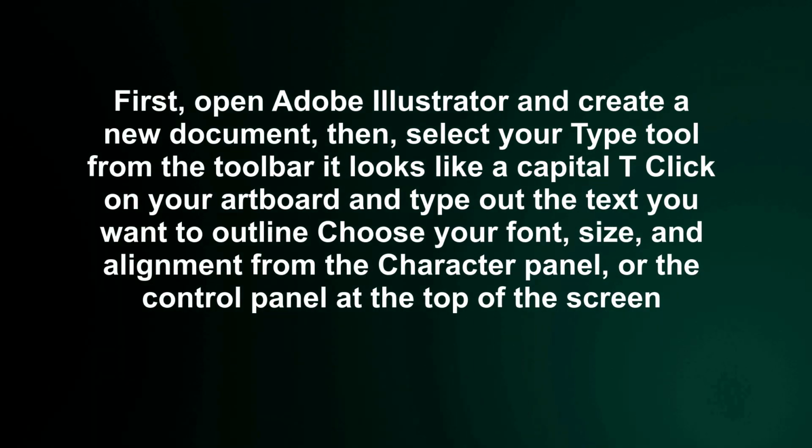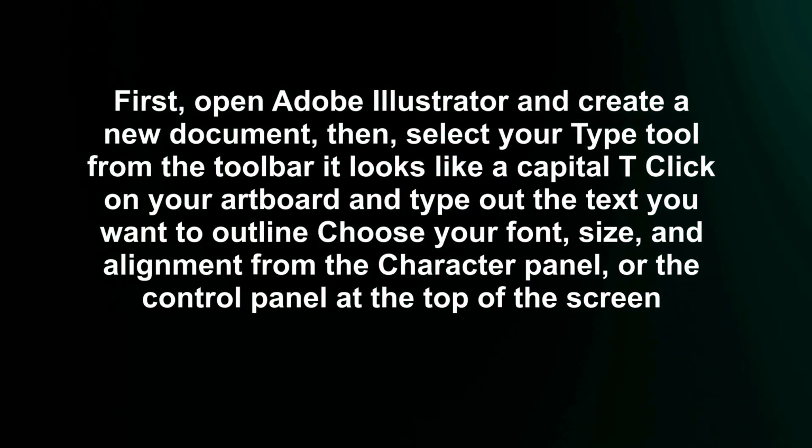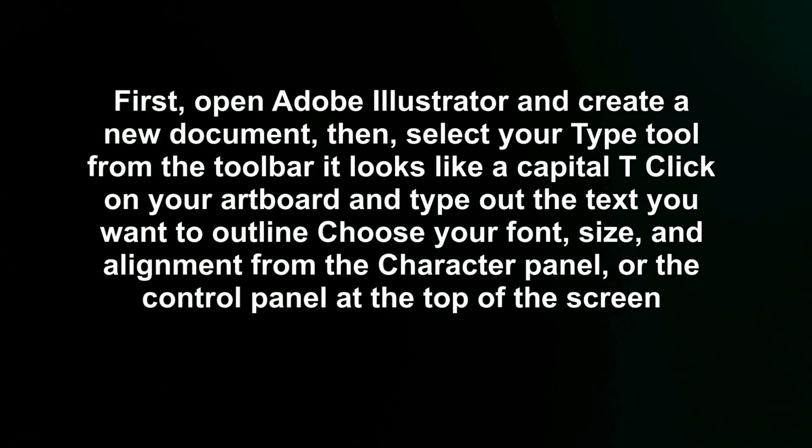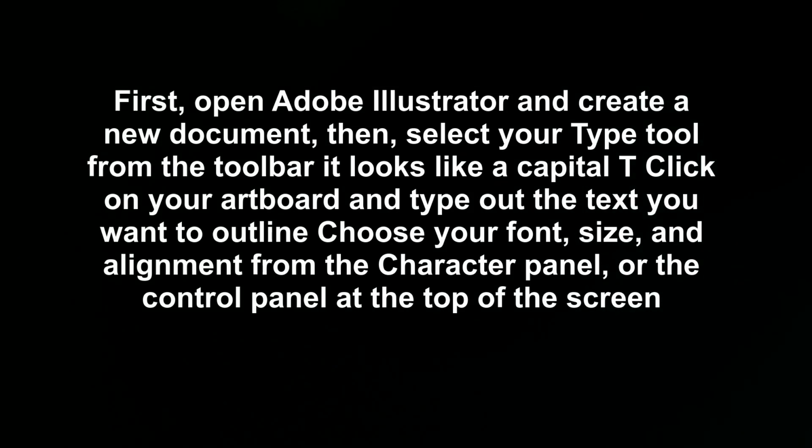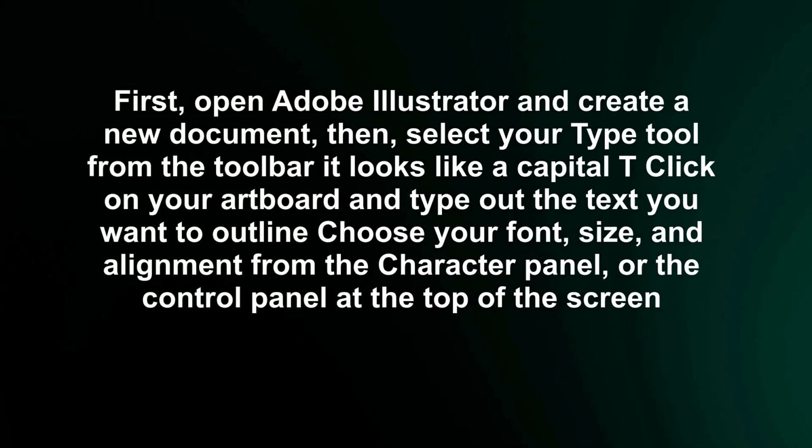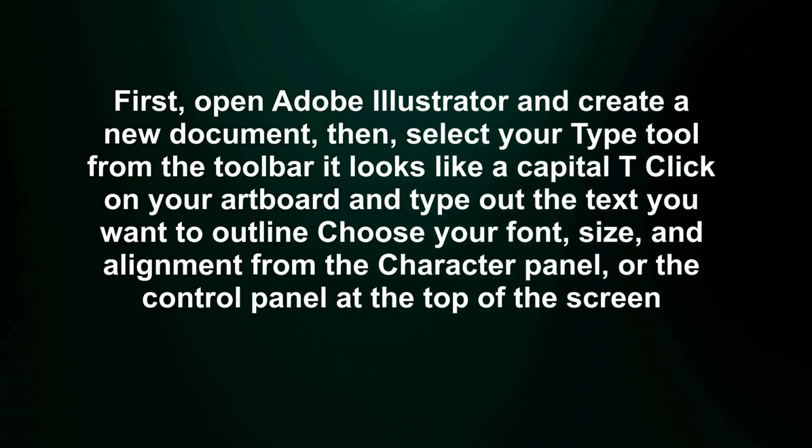Then, select your type tool from the toolbar. It looks like a capital T. Click on your artboard and type out the text you want to outline. Choose your font, size, and alignment from the character panel or the control panel at the top of the screen.